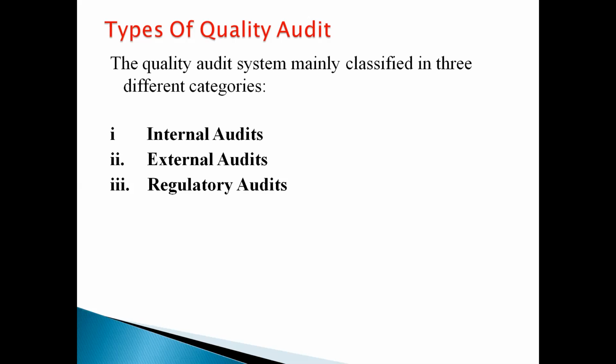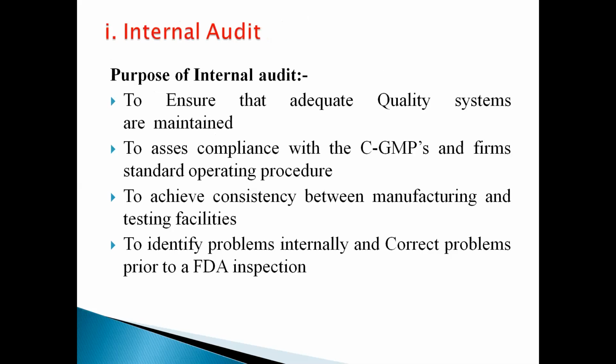The quality audit system is mainly classified into three different categories: internal audits, external audits, and regulatory audits. There are three types: internal audits, external audits, and regulatory audits. We will discuss all three in detail. Let us first look into the internal audit.